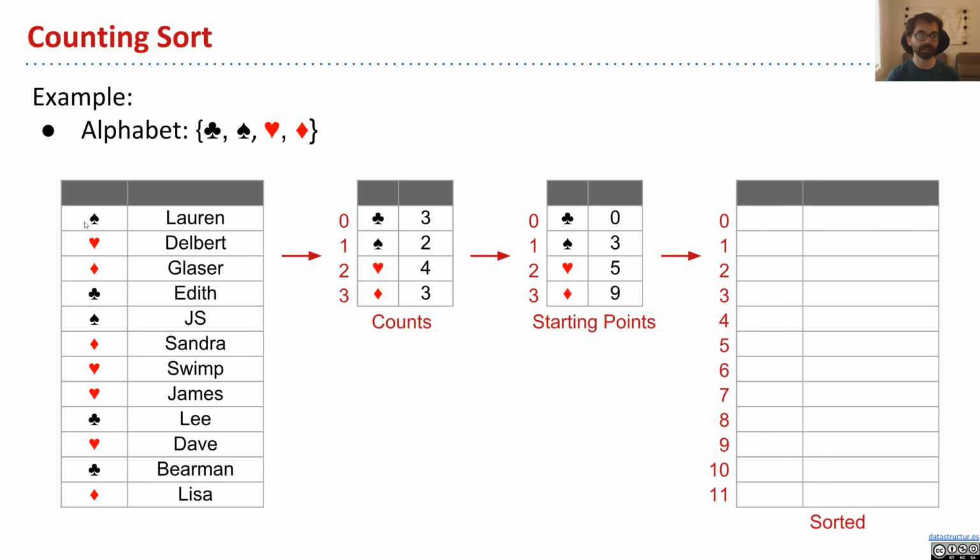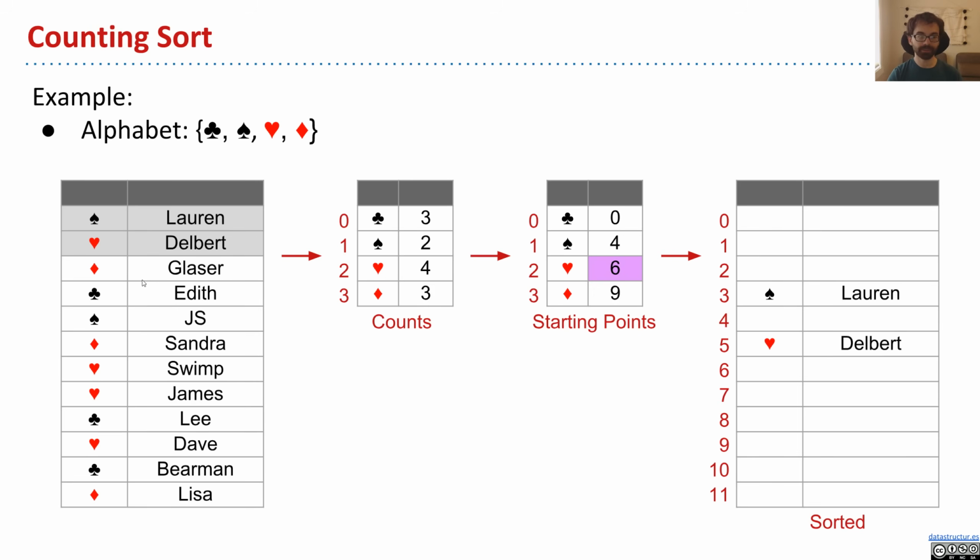And then I'm going to create another array, which will be my sorted array. And I'm going to start with Lauren. Where does Lauren go? Well, Lauren is a spade, so we see that spades are position 3. So we're going to put Lauren in position 3 and increment this to 4. So I've changed this number to 4 because we know that the next spade, JS, is ultimately going to go here. Okay, so next up, we got to process Delbert, who is a heart. Okay, where does heart go? Oh, it goes in position 5. There we go. And so we increment this 5 to be 6.